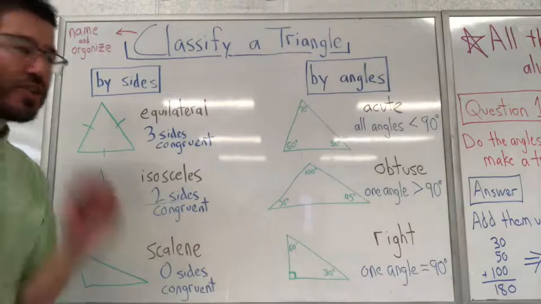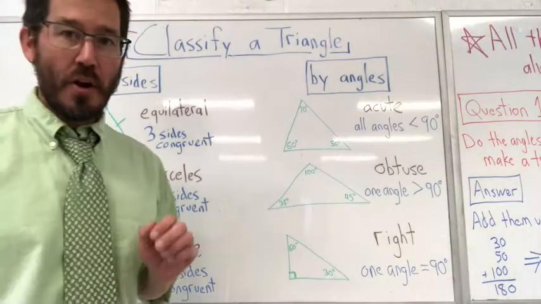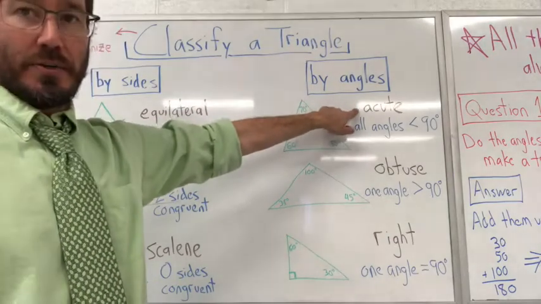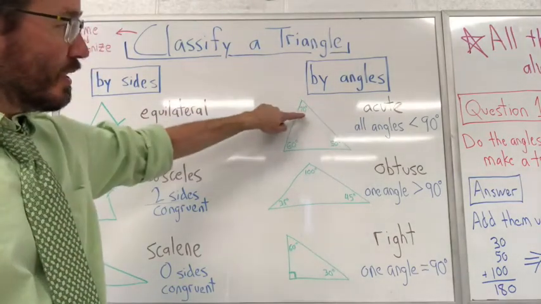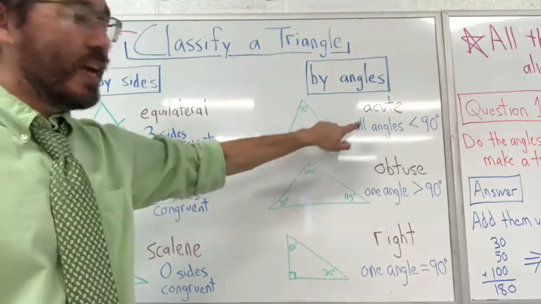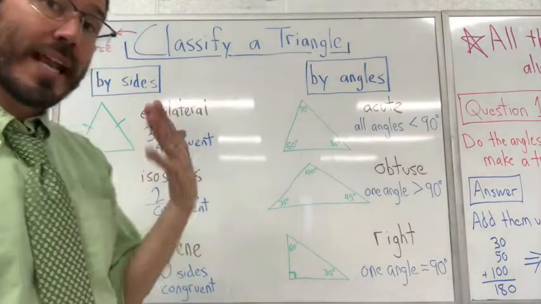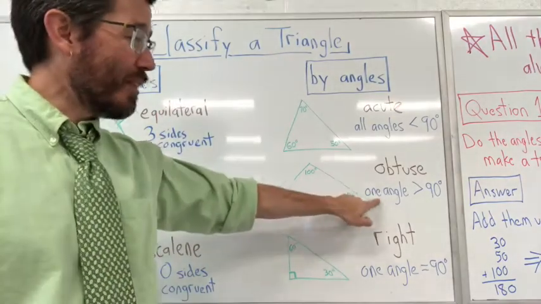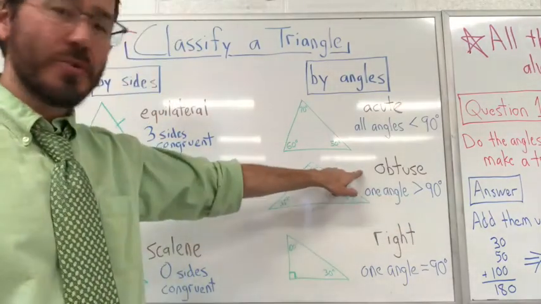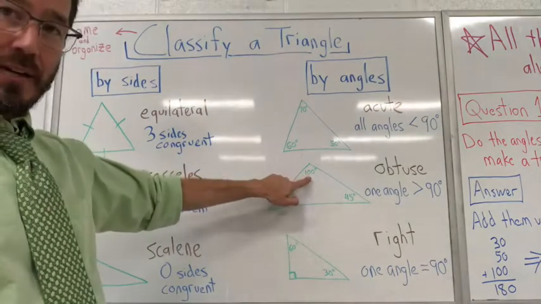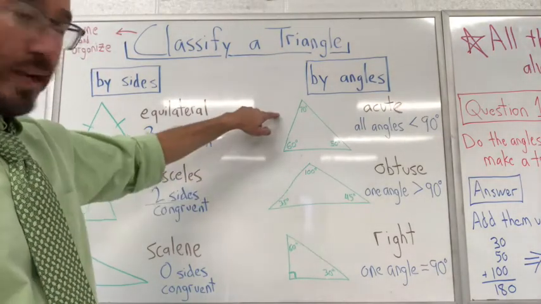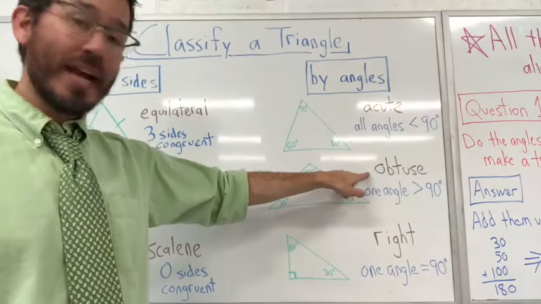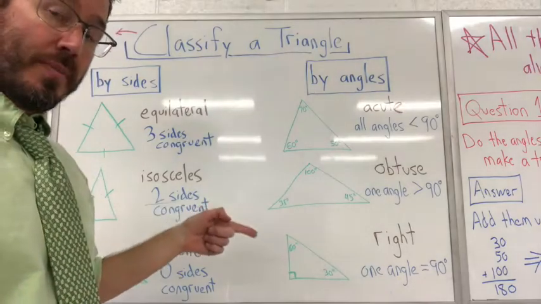Let's come over here to by angles. We can also classify a triangle by angles. There are 3 types of ways to classify a triangle by angles. It can have all acute angles, meaning all the angles are less than 90 degrees. That's 70 degrees, 60 degrees, 50 degrees. If all the angles are less than 90 degrees, we call it an acute triangle because it has 3 acute angles. If one of the angles is greater than 90 degrees, we call that an obtuse triangle because it has an obtuse angle. So if all the angles are less than 90, if they're all acute, we call it an acute triangle. If one of the angles is above 90, we call it obtuse because it has an obtuse angle.